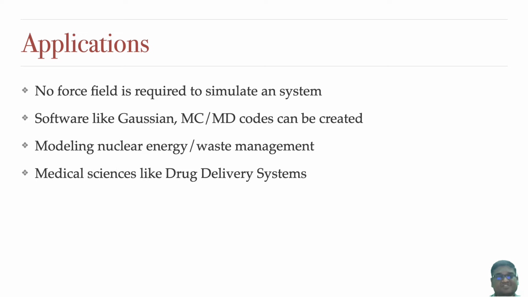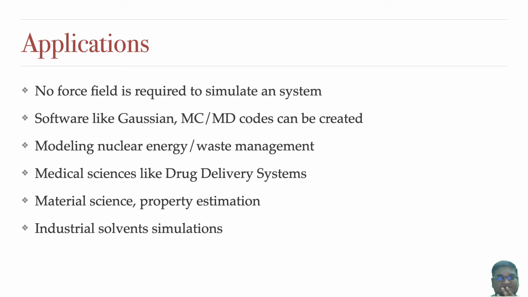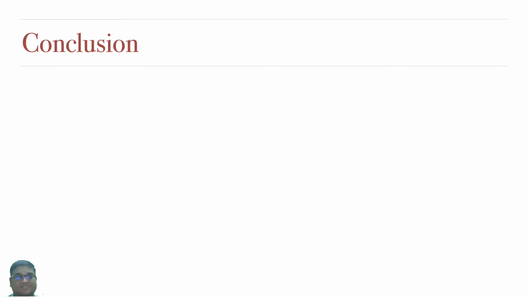We can also use this in drug delivery systems, in medical and biological systems, and in materials science for property estimation of materials. We can simulate any industrial solvent. We can just put in those atoms, and if you know the formula, we can go for simulation with either molecular dynamics or Monte Carlo simulations. We can use it for quantum computing or quantum communication systems as well. We can model it. So these are a few applications I mentioned for this approach. Okay, now we'll conclude the session.